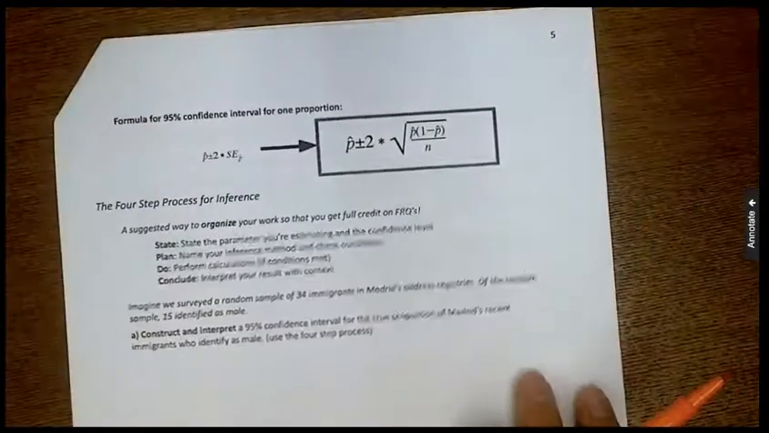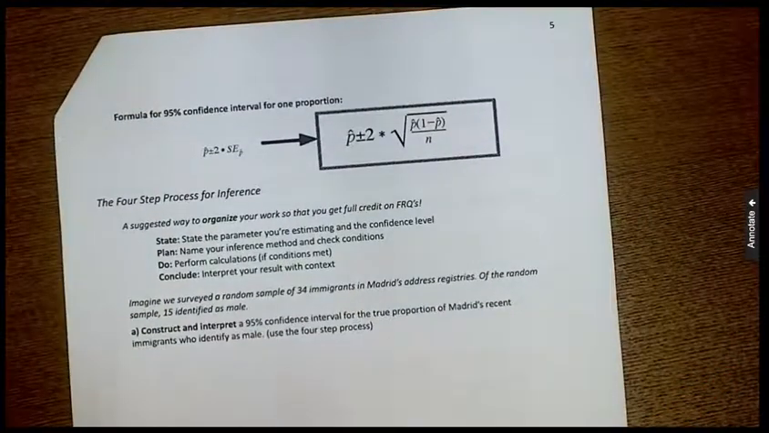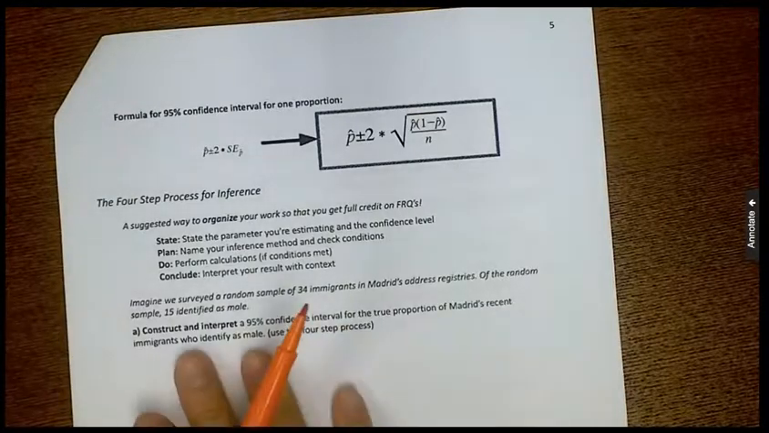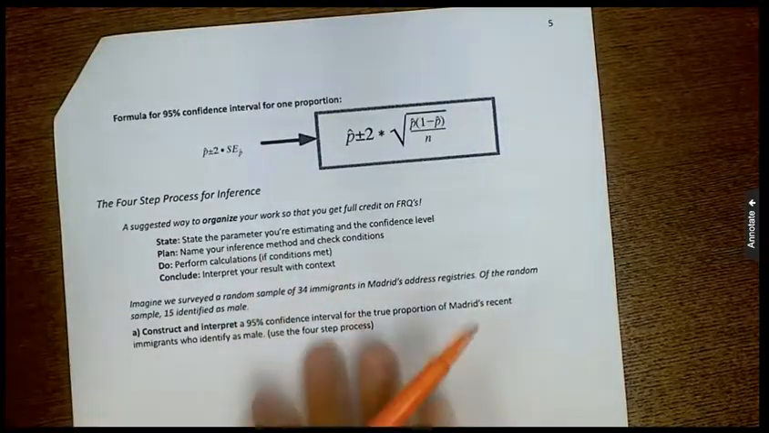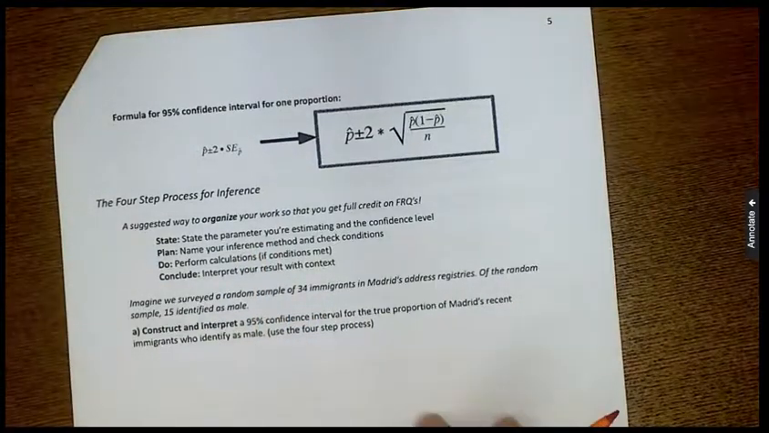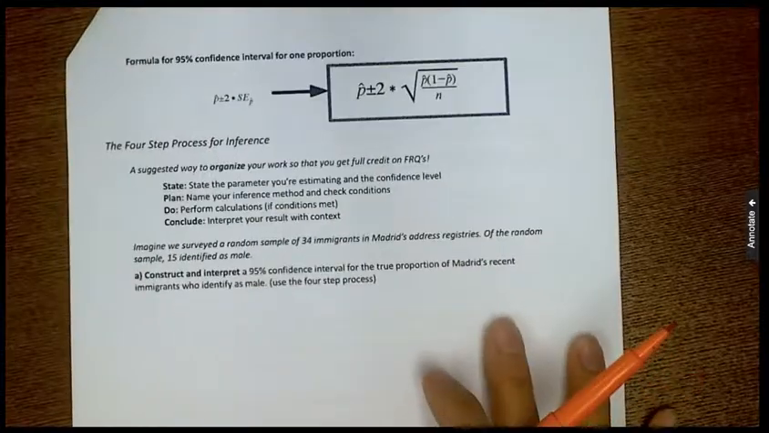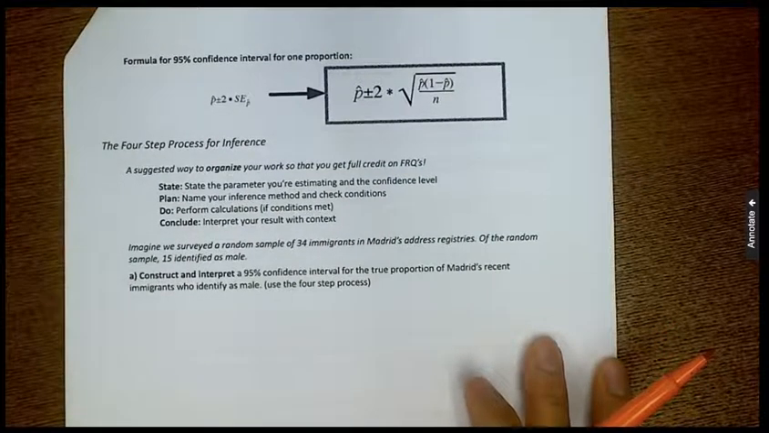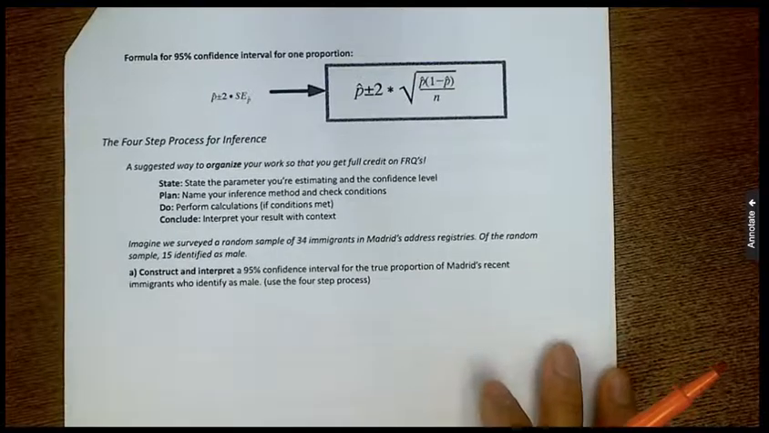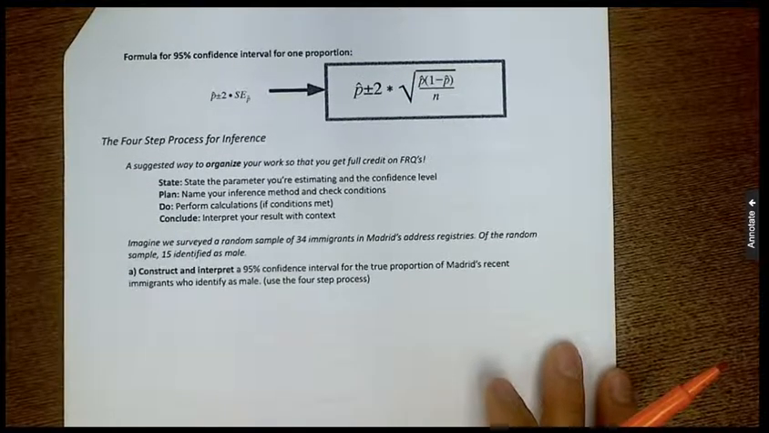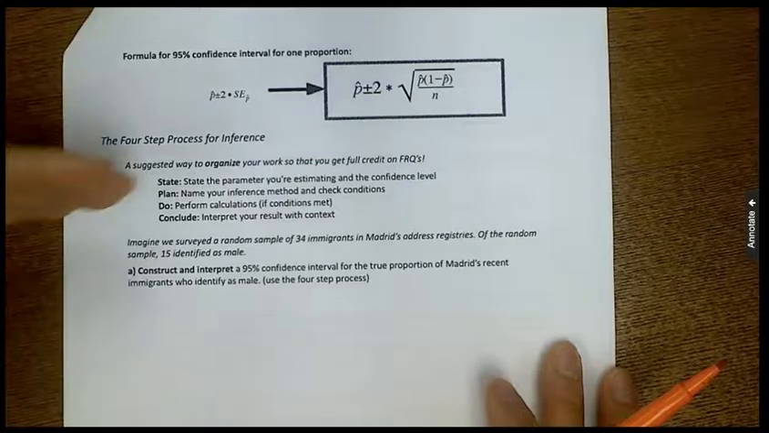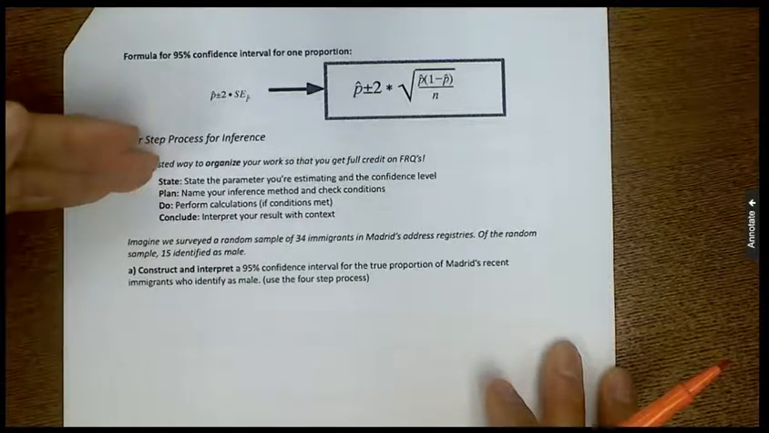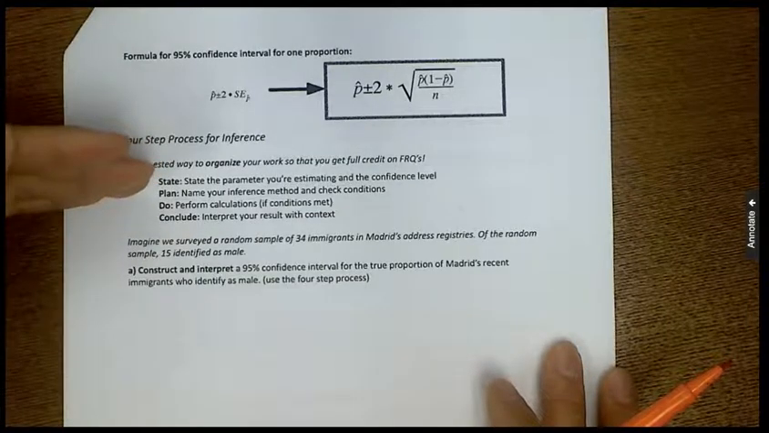Okay, all right, so on the next page, here we have basically the same problem that we just did. And so what we want to think about is this being basically a 4-step process. In the 4-step process, when you're doing these confidence intervals, the first thing you want to do is state the parameter that you're estimating and the confidence level that you're trying to estimate.